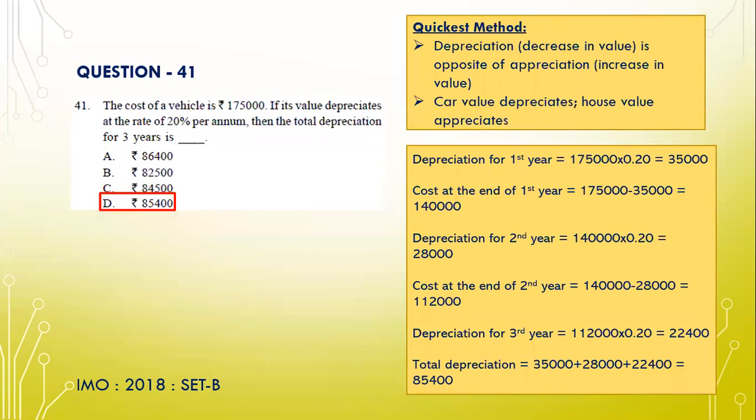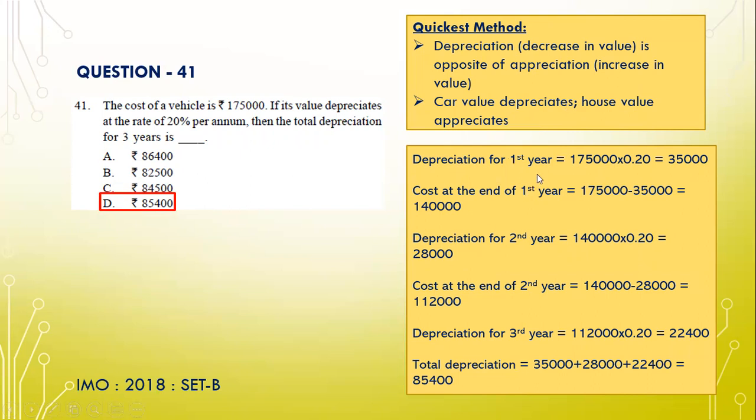The cost of a vehicle is 1,75,000 rupees. If its value depreciates at the rate of 20% per annum, then the total depreciation for 3 years is, okay. Now depreciation or decrease in value is opposite of appreciation, which is increase in value. And normally the car value, it depreciates. The car value goes down, and house value, normally house prices go up. House value appreciates, isn't it?